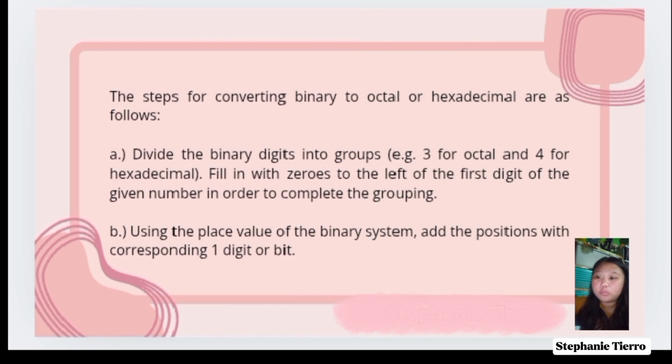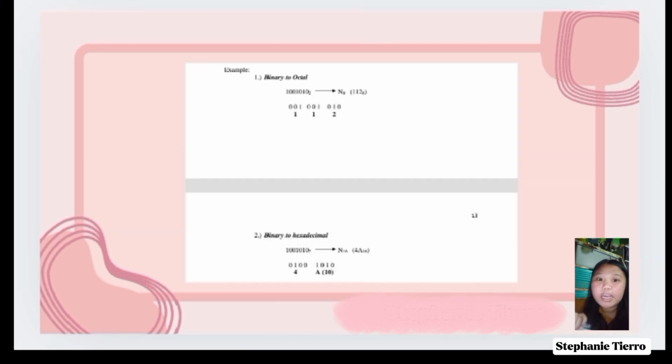Next, ito naman na yung converting binary to octal or hexadecimal. Ito yung steps niya para makuha. I-divide the binary digits into groups, 3 for octal and 4 for hexadecimal. Fill in with 0 to the left of the first digit of the given number in order to complete the groupings. Using the place value of the binary system and the positions with corresponding 1 digit or bit. So, yun. I-try natin yung example niya dito.